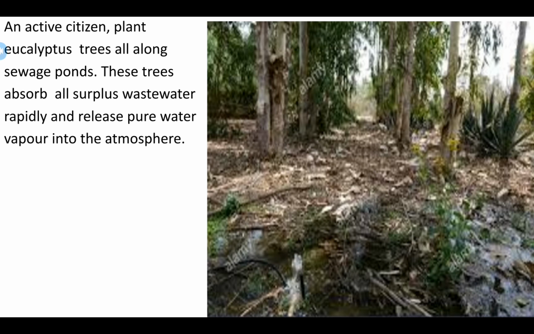When we plant eucalyptus trees along sewage ponds, these trees mainly use the wastewater, and again release pure water in the form of water vapor. Already you learned in class 6, lesson 1 also, that plants remove excess water through transpiration. So these eucalyptus trees have a special feature.